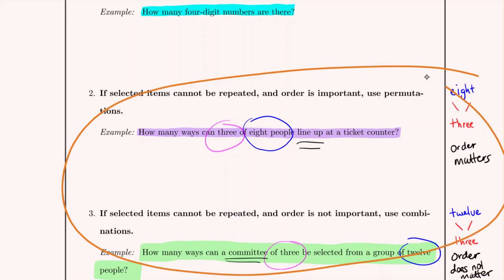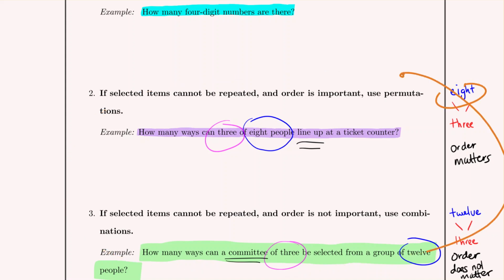So both of these examples have the idea of bigger group to smaller group, which generally means either permutation or combination. The way you choose between them is you ask yourself, does order matter or not? If I'm going from bigger group to smaller group, as in the second example, but order matters, then I have to use permutations. However, if I'm going from bigger group to smaller group as in the third example, but order does not matter, then I use combinations.